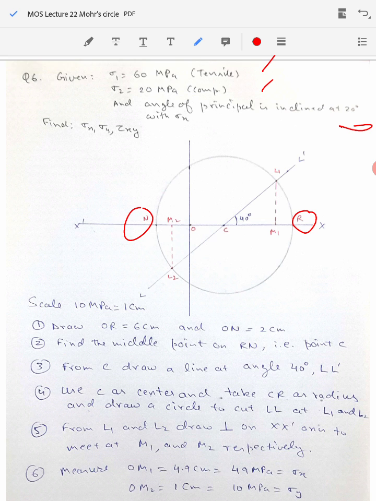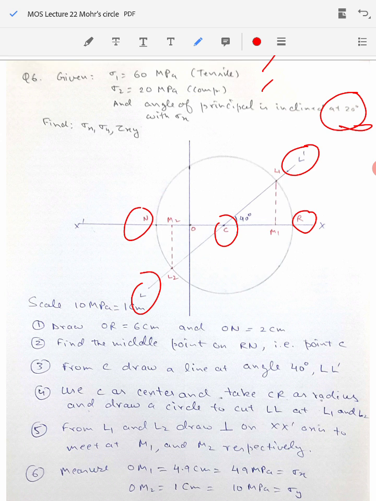Once I have got the points R and N, I will locate the center point of it. That is easy, just measuring RN and finding the middle point of it. RN will obviously be equal to 8 centimeters, so half of it will be 4 centimeters, so this OC distance will come out to be 2 centimeters, so that you can easily locate here. Once you have got the point C, because the angle of the principal plane is given as 20 degree, you will draw a line LL dash. I have drawn this line LL dash at 40 degree from the horizontal or the x-axis by using the point C as the center.